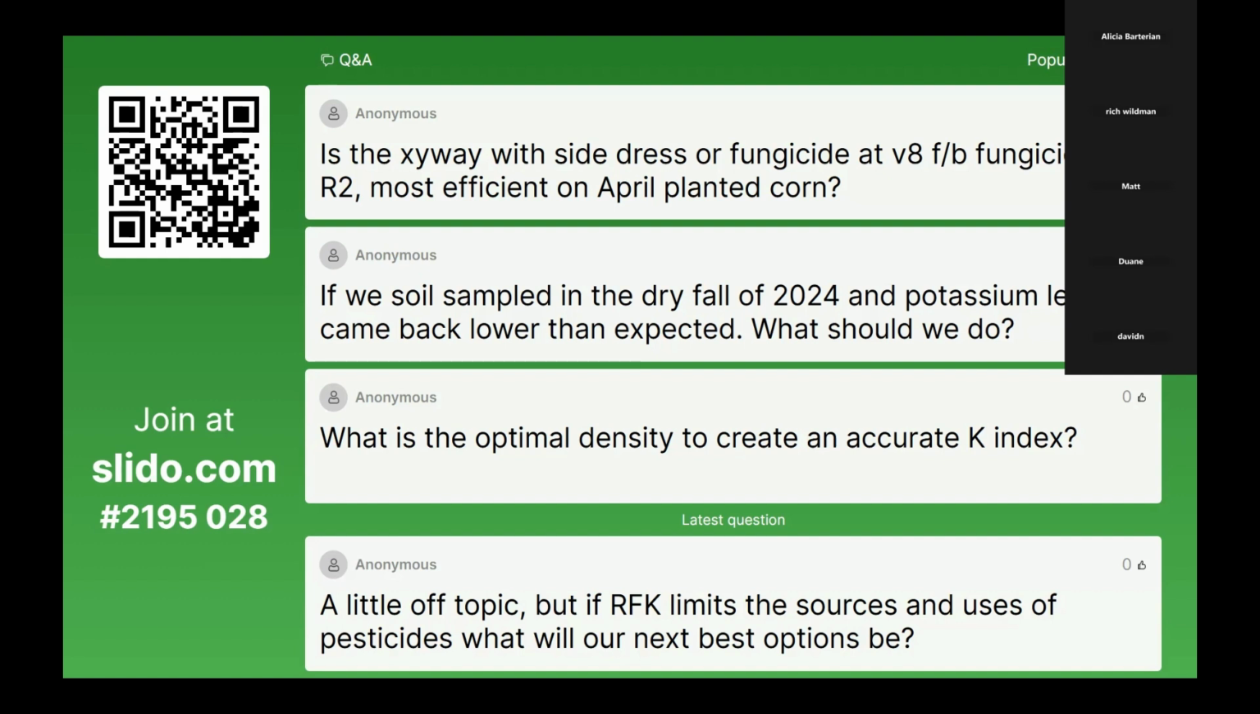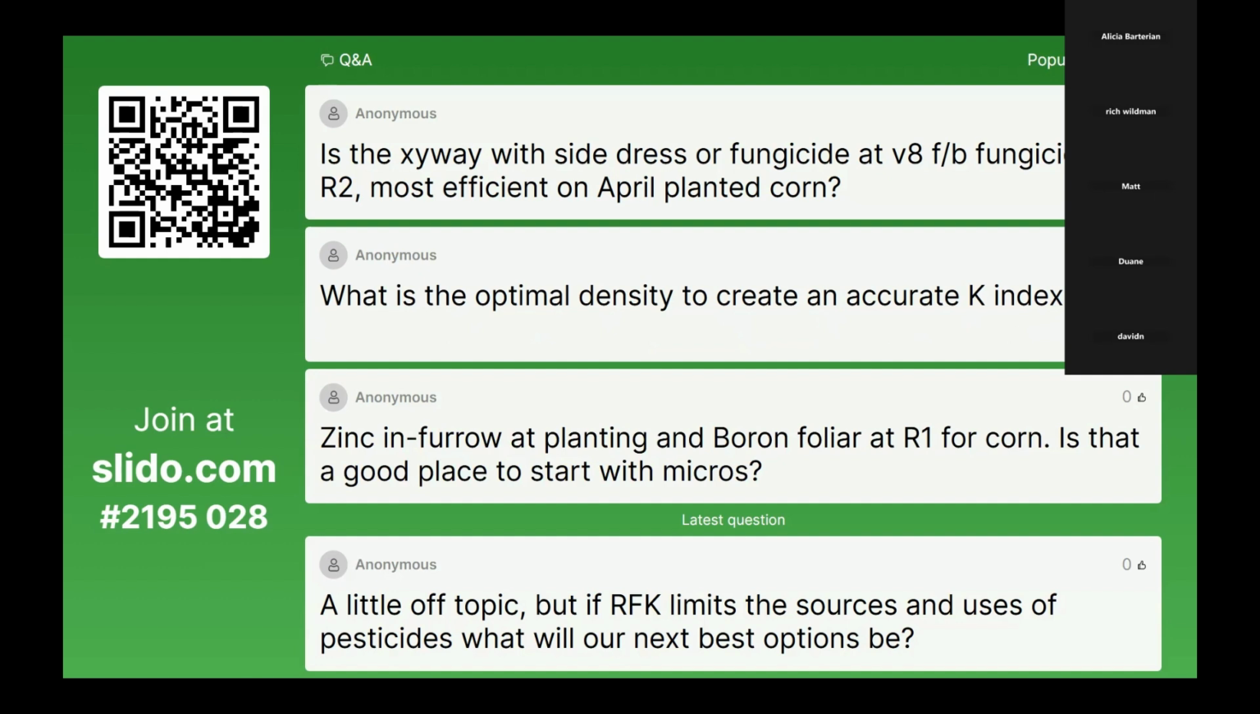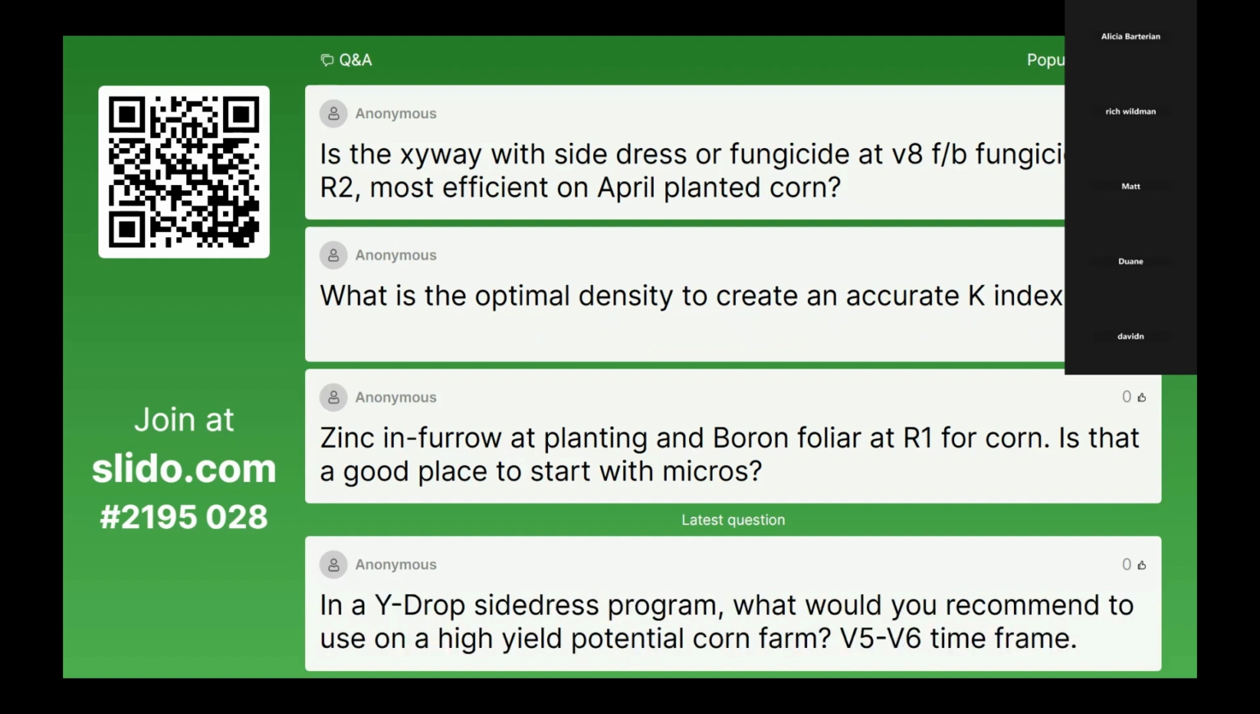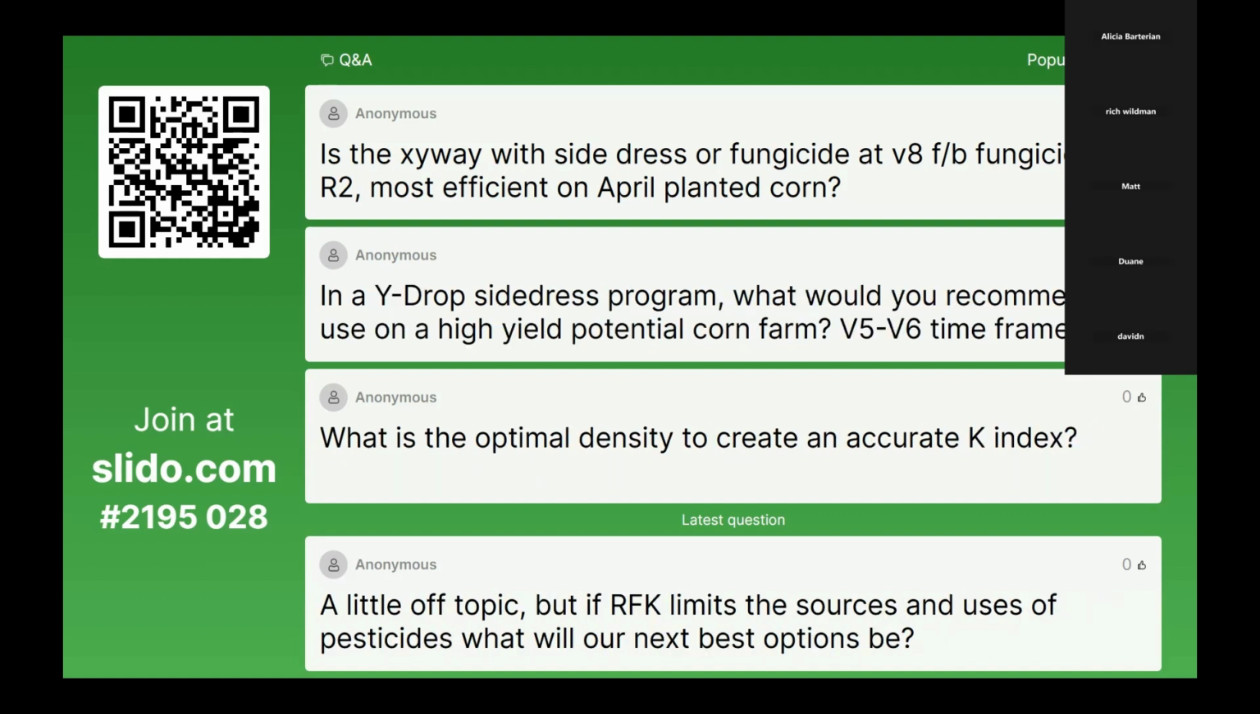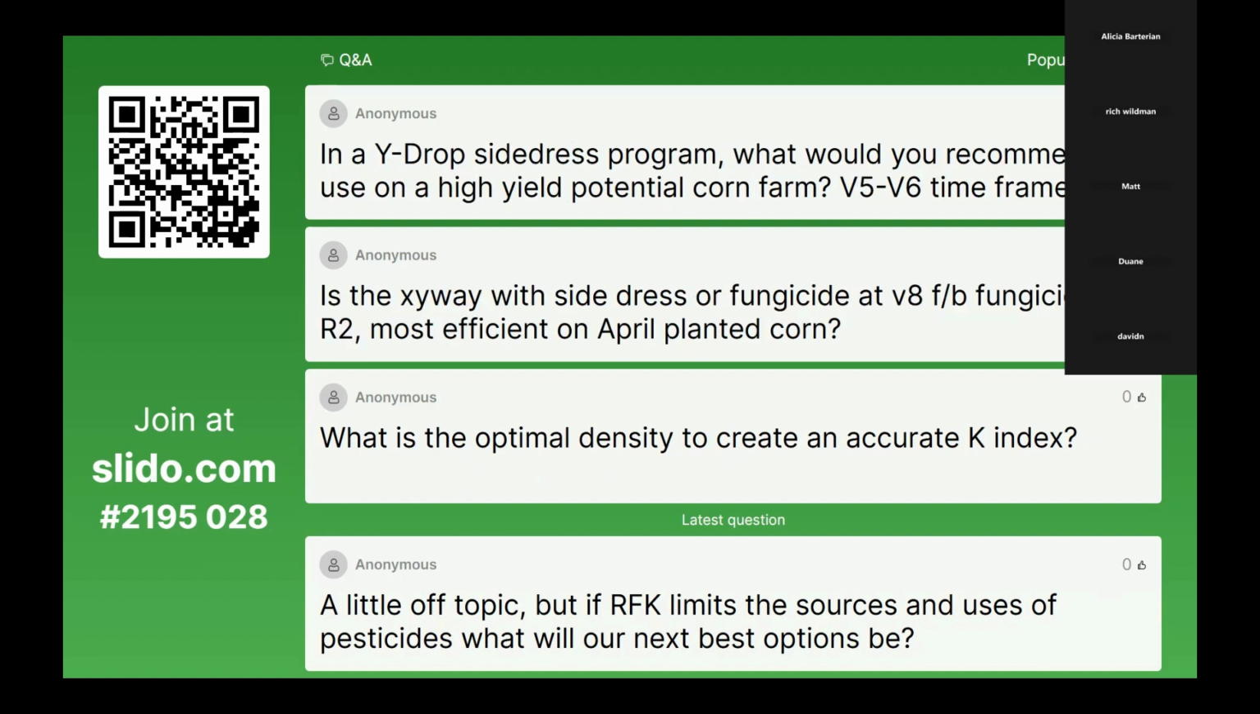Yes, I got one other one there. What is the optimal density to create an accurate K index? That comes back to the spatial integrity, and it's no different than what it's been before, and that is as much as you can afford. If you're in a 2-year sampling cycle, work with your advisor. There's some other things that go into this from an economic standpoint purely, like is it ground that may be short-term rental and you're not sure what's going to happen down the road? Maybe it's ground that you just know it's going to go away. That could influence the density.